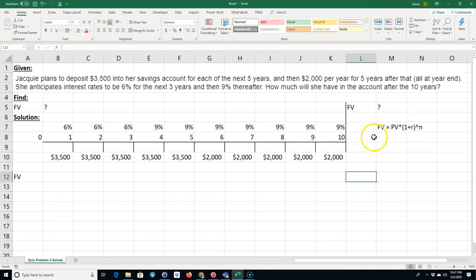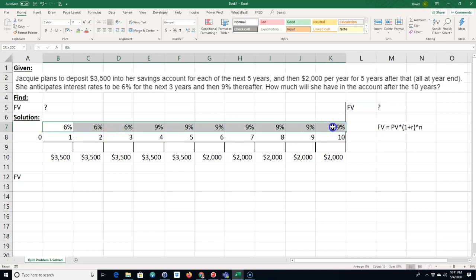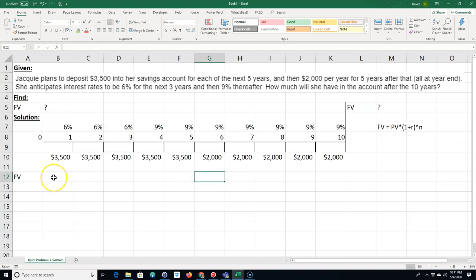So I'm going to base all my solving just using algebra. The reason I want to do that is because each one of these years is going to go through different interest rates as we go on. So you can't use the Excel function equals future value very easily, because that takes just a single rate and we have more than one rate.